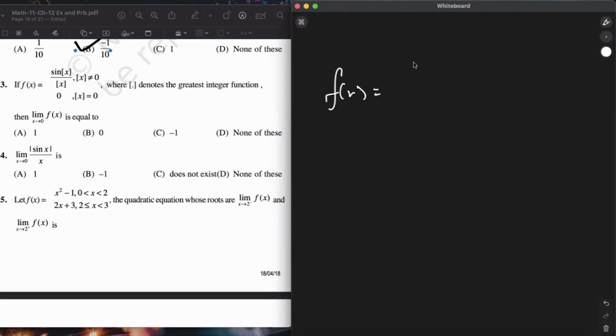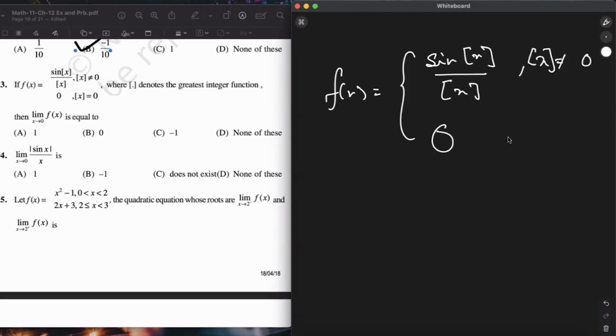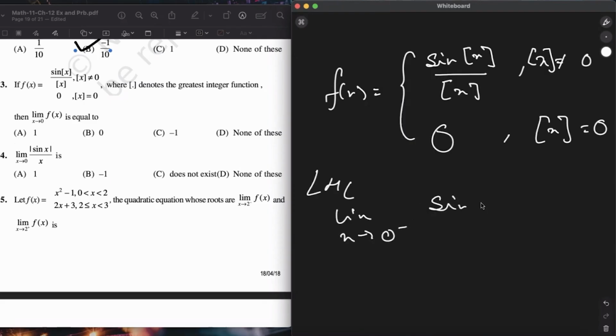f(x) is going to have its value as sine of GIF of x divided by GIF of x when GIF of x is unequal to 0, and this will return a value of 0 when GIF is going to return a value of 0. All right, okay. So let me approach this from the left hand. The left hand limit for this is limit x tends to 0 negative for my sine GIF x upon GIF of x.